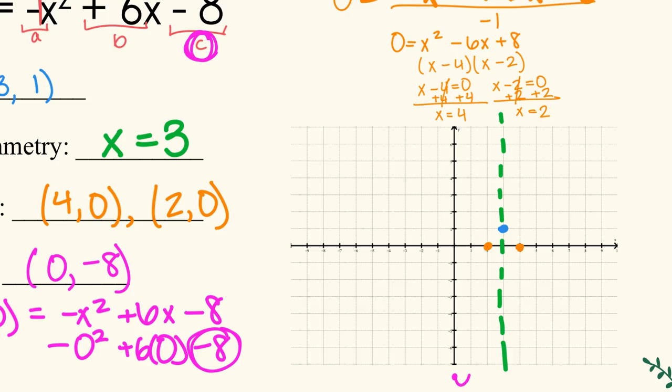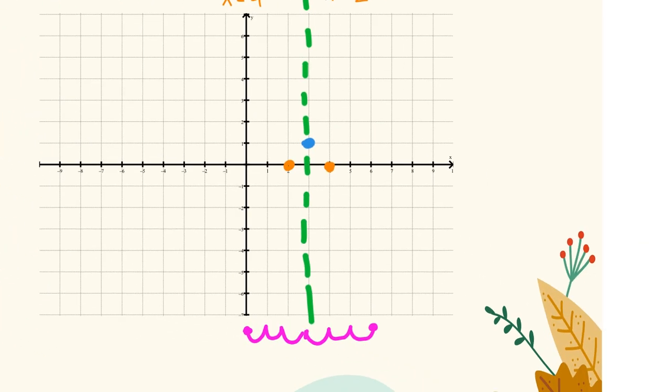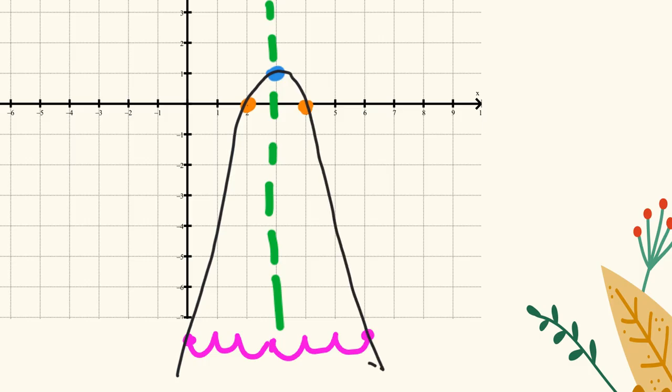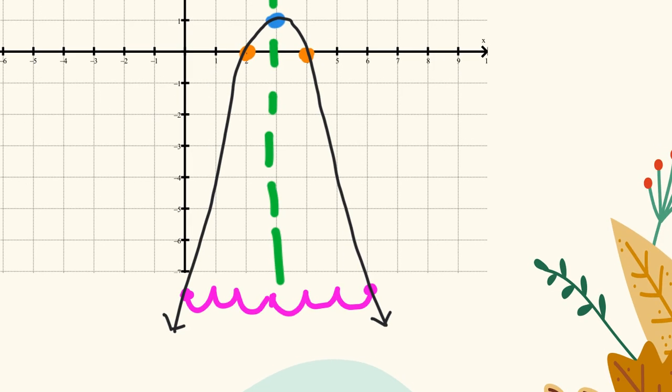And if it's 1, 2, 3 units from my axis of symmetry, it needs to be 3 on the other side, my mirror image. 1, 2, 3, and it's going to go right here. So now I have a more accurate graph. Your graph is going to look something like this. Keep in mind it has to be a curve. Don't forget your arrows. It has to have those arrows.